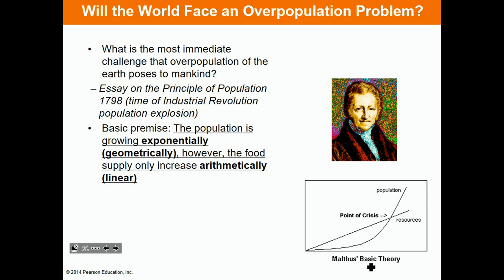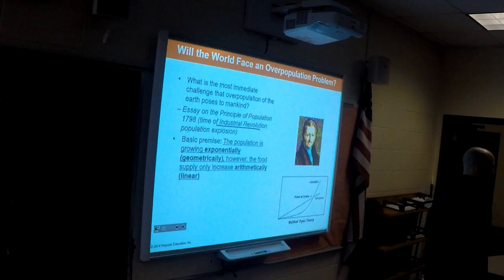He writes an essay on the principle of population in 1798, at the time of the early stages of the Industrial Revolution. And what he was noticing is that the populations that were increasing the fastest and the most radically were also the ones that were the poorest, kind of like today if you look at Sub-Saharan Africa. He was looking at industrialized Great Britain, and he was noticing that these are the people that are expanding the fastest. The growth is going on, not in the most educated individuals.